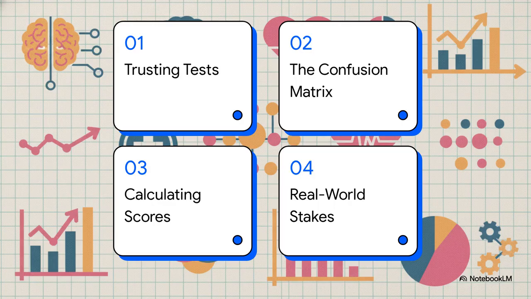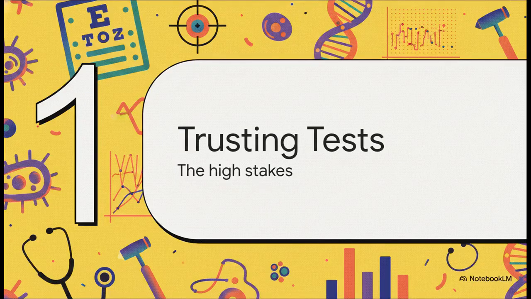Okay, so here's our roadmap for today. First, trusting your medical tests. Then, we'll dive into the confusion matrix, followed by calculating the scores, and finally, we'll wrap up with real-world diagnostic stakes. All right, let's jump right into section 1, trusting your medical tests.